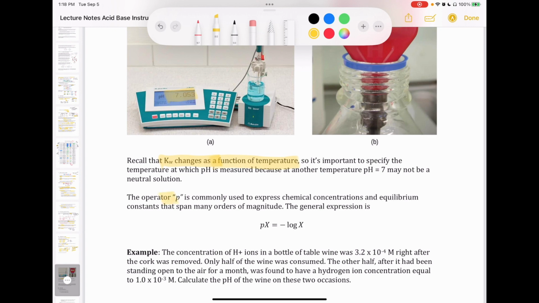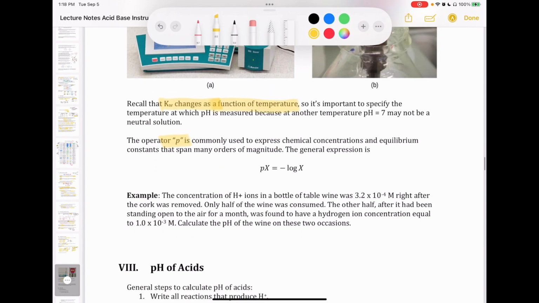I'll also mention this side note, which is this operator P that we use here for pH. You will see that it's going to be used for other chemical concentrations and equilibrium constants as well. The general meaning of that operator P is just negative log. So anytime you do P of x, it just means to take the negative log of x.